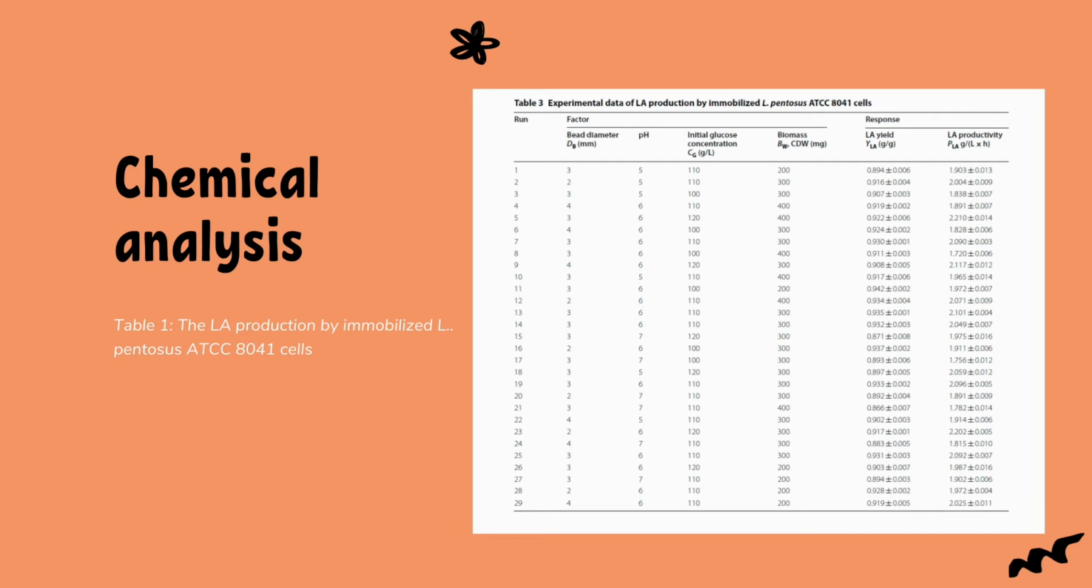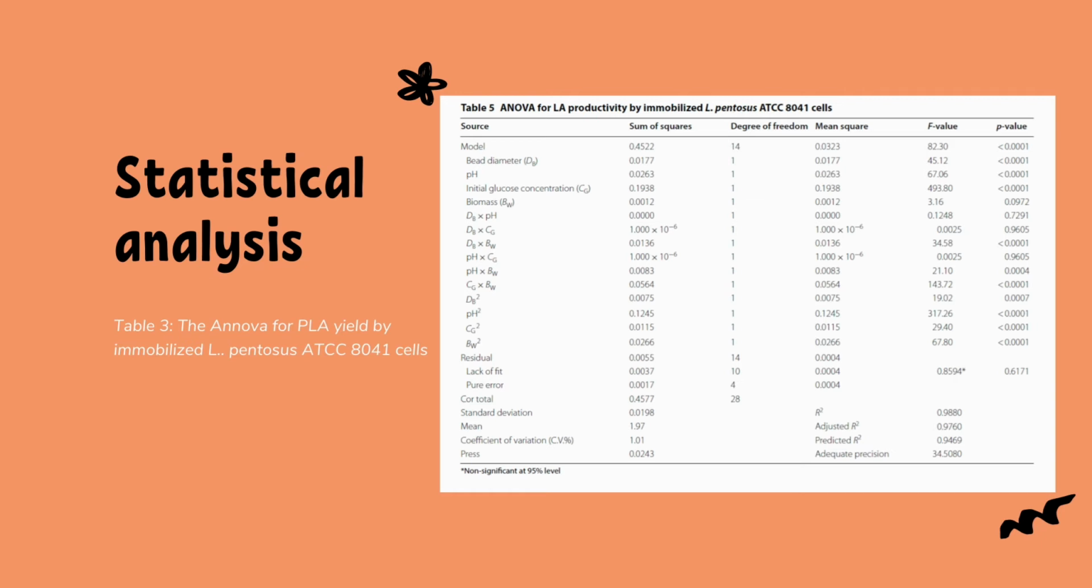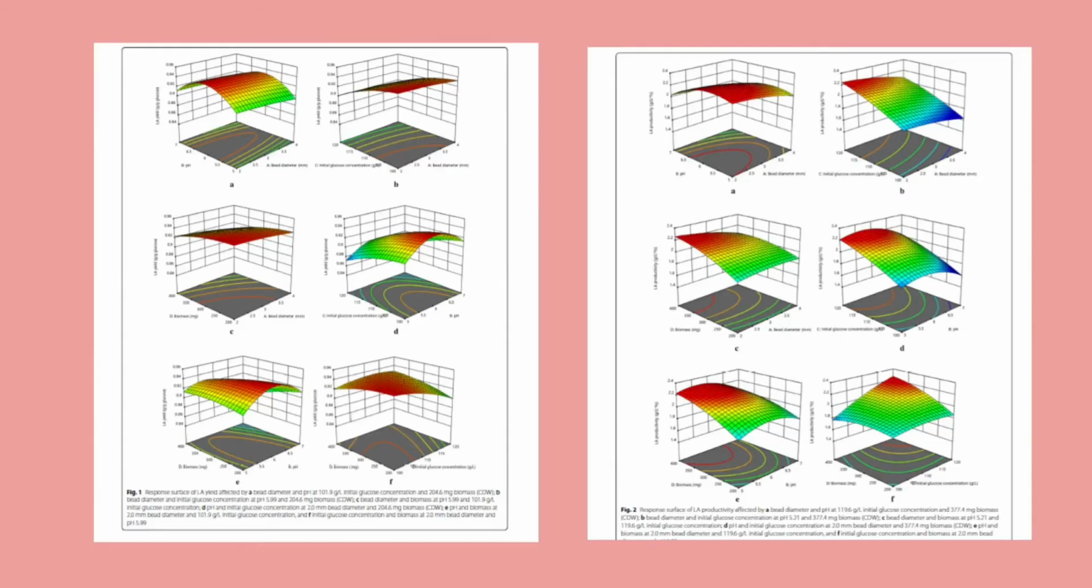The response surface was applied to describe the effects of different factors on the efficiency of immobilized L. pentosus ATCC 8041 cell fermentation. The quadratic models of LA yield and LA productivity were generated to show the functional relationship between factors and responses. The statistical analysis based on Table 2 and Table 3 shows the ANOVA of the quadratic models that were used, and they confirm that the model is adequate and reliable, which could be used further to navigate the design space. These two figures show the effect of the parameters on the immobilized L. pentosus ATCC 8041 cell fermentation.